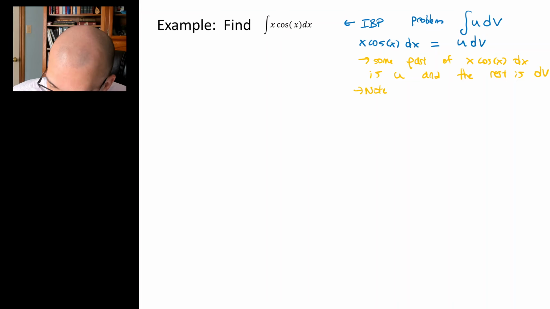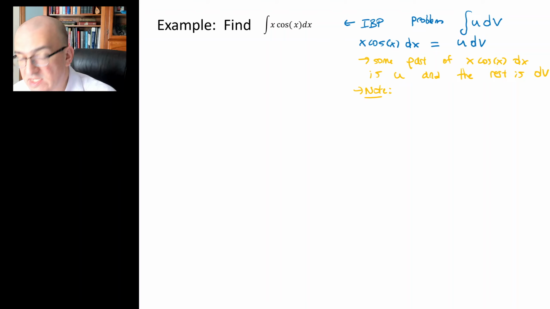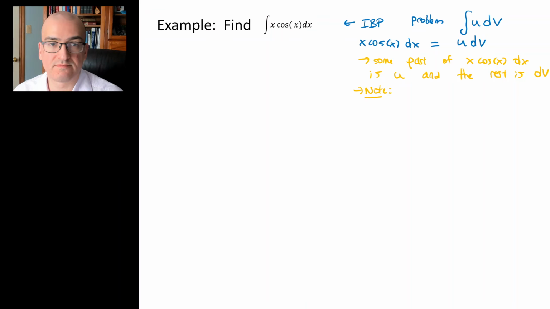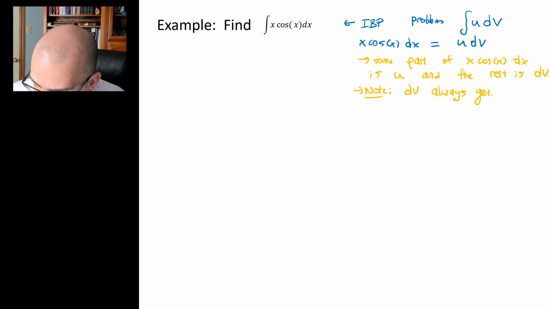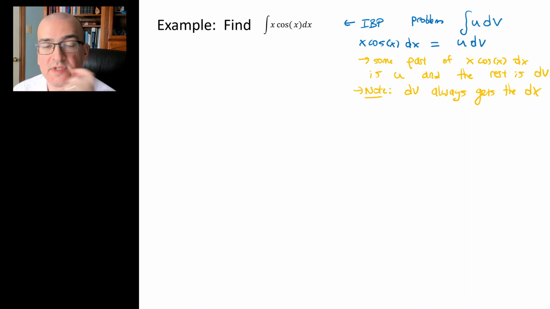Note, it should be obvious that the dx part is always going to be inside the dv part. dv always gets the dx, and it will sometimes get one term and sometimes get the other term. So the x will sometimes be part of the u and sometimes it'll be part of the dv, depending on the question that you're working on. And I'll show you later on one heuristic that could be used to select how to split your integral into those two pieces.